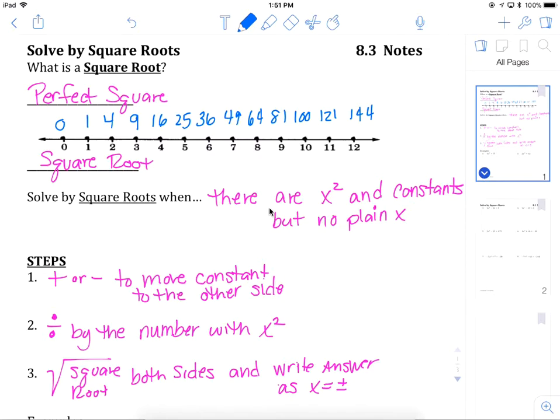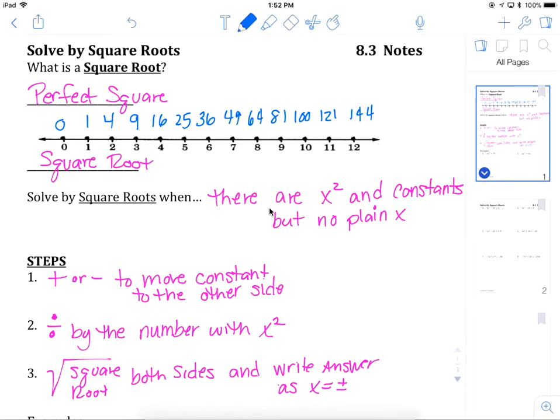So 144, when we square root it, we get 12. 81, if we square root it, we get 9. So it looks like this. Square root of 81 makes 9. Okay? But 9 is not the only way to make an 81. We could also have a negative 9. So you'll notice today that you technically still have two answers, but we're going to be saying it could be positive 9, it could be negative 9. Okay? All right, so that's what those numbers mean.